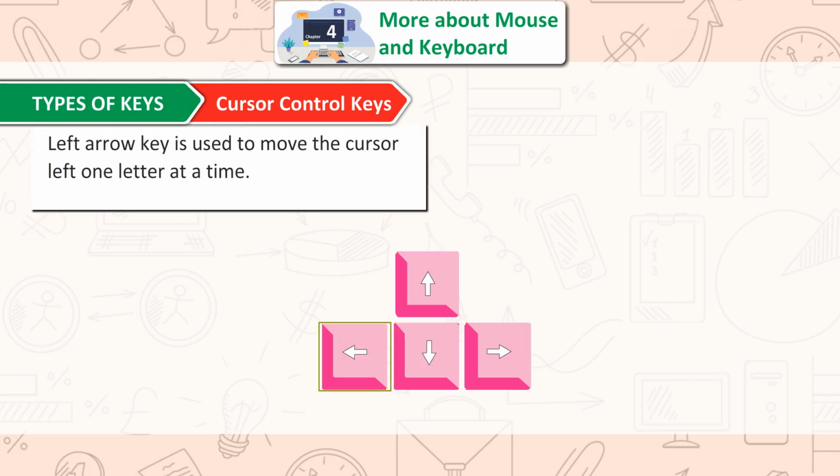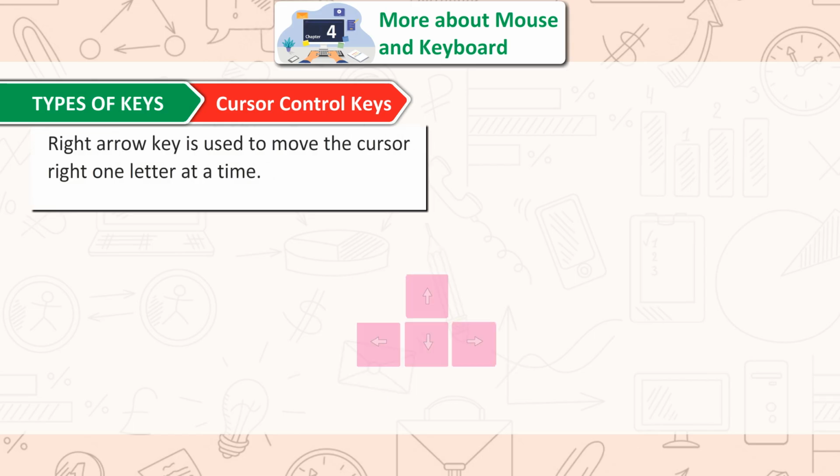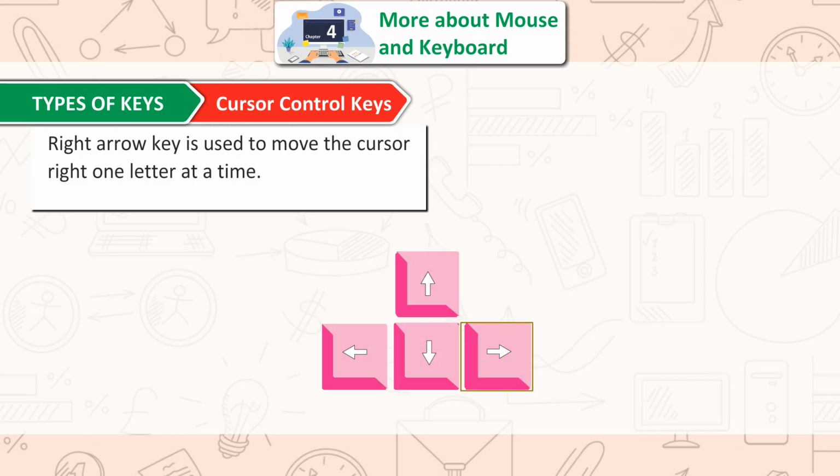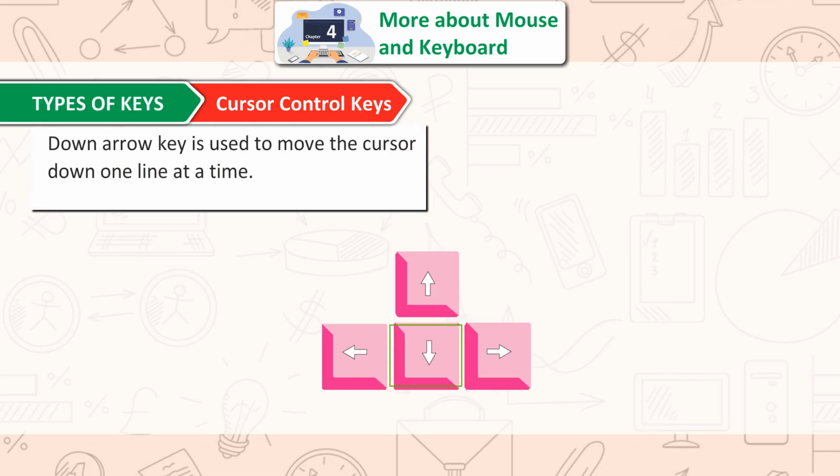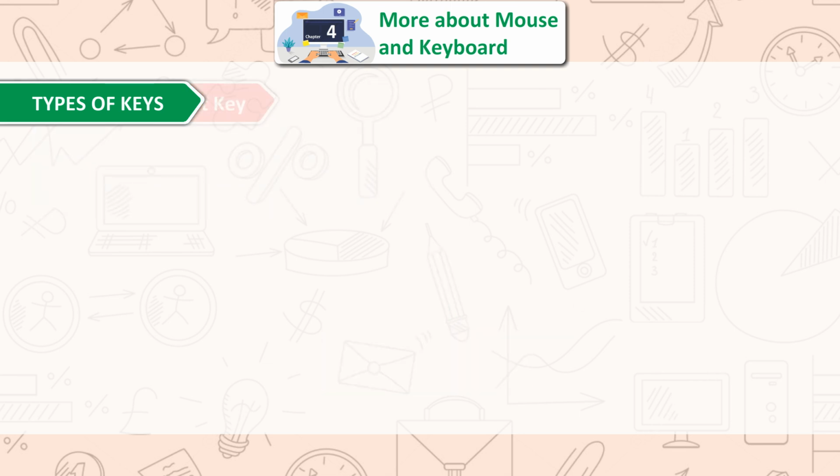Left arrow key is used to move the cursor left one letter at a time. Right arrow key is used to move the cursor right one letter at a time. Up arrow key is used to move the cursor up one line at a time. Down arrow key is used to move the cursor down one line at a time.